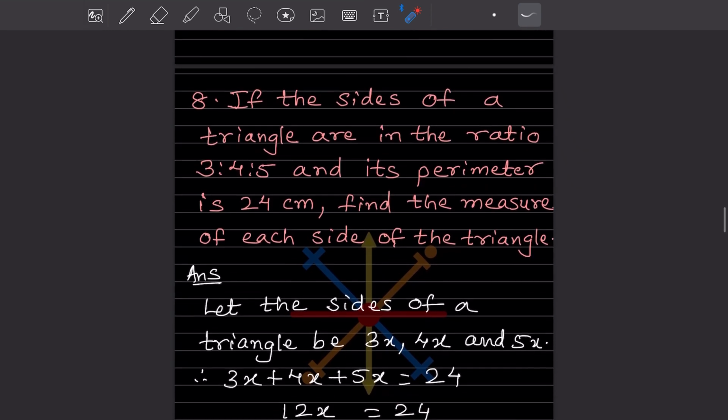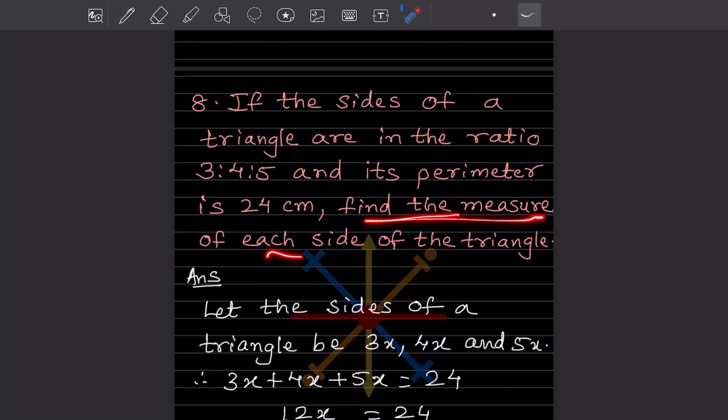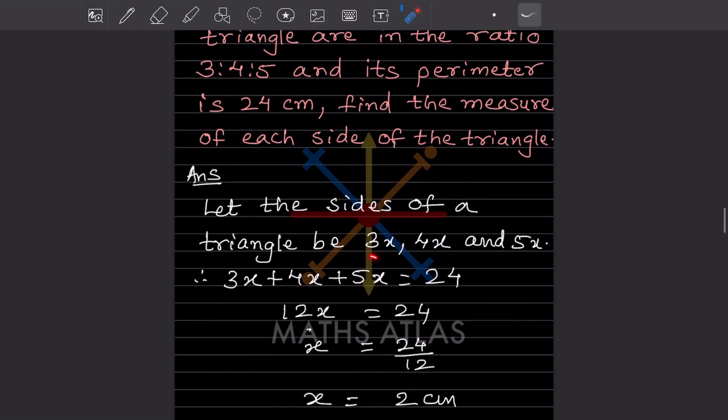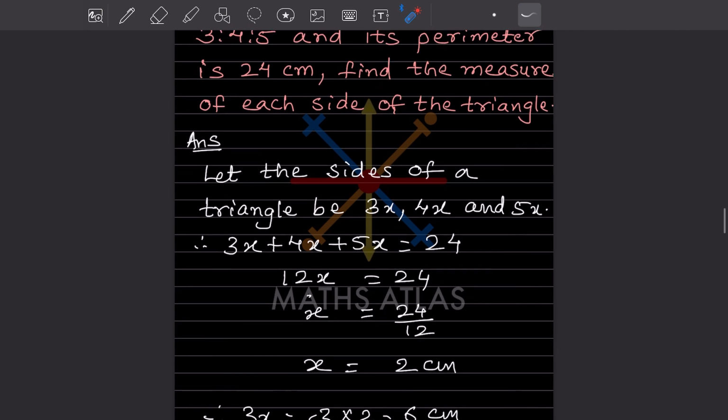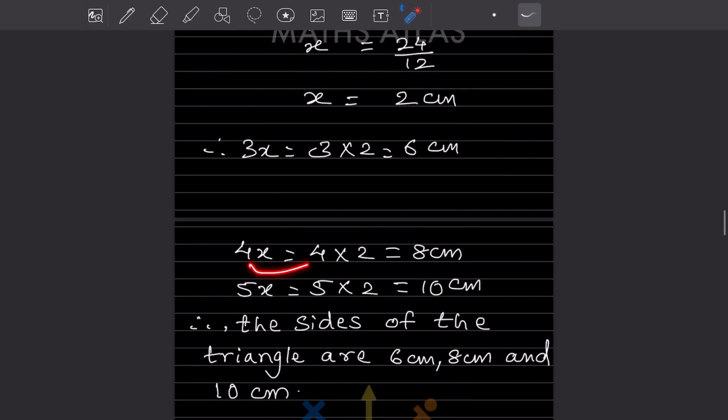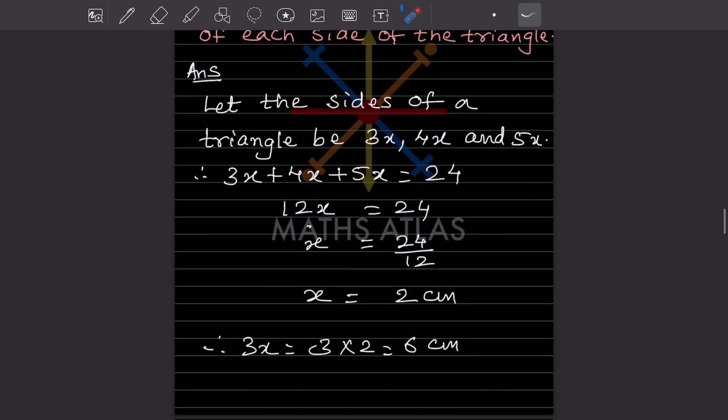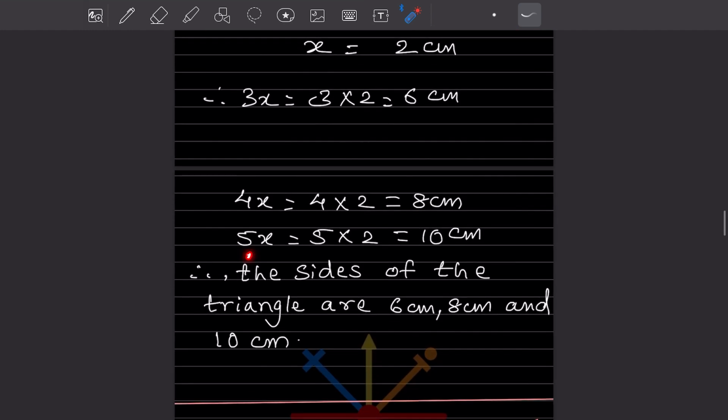But here what do we want? Find the measure of each side of the triangle. We have considered these as the measures of the sides. Now you got the value of x. So 3x will be 3 multiplied by 2, that will be 6. Then 4x is 4 multiplied by 2, so this is 8 centimeter. 5x is 5 multiplied by 2, that is 10 centimeters. Therefore, the sides of the triangle are 6 centimeter, 8 centimeter and 10 centimeter.